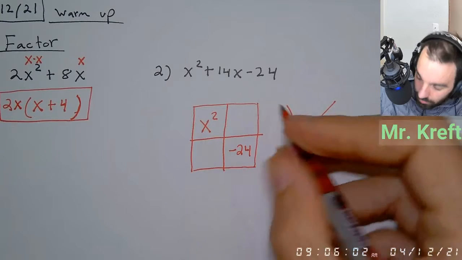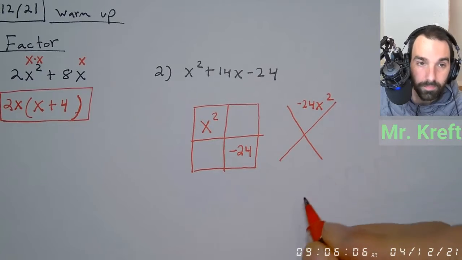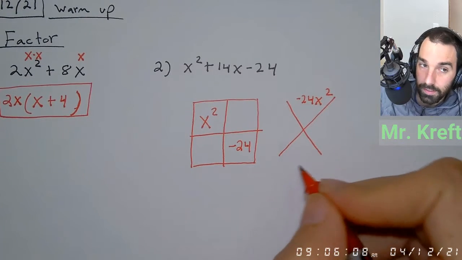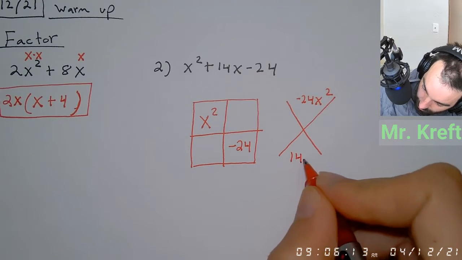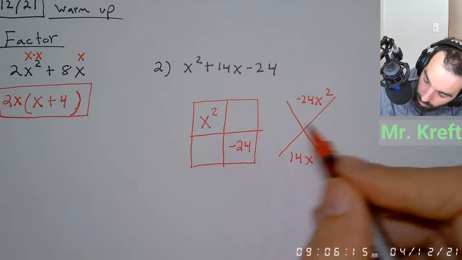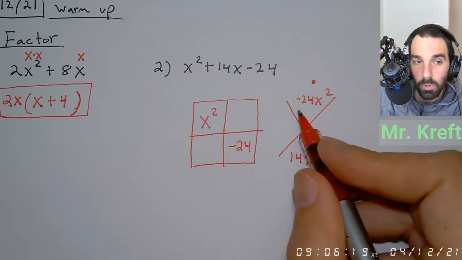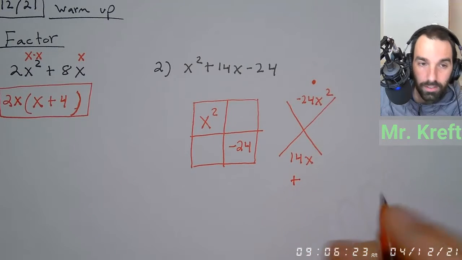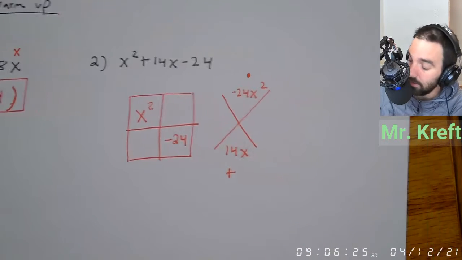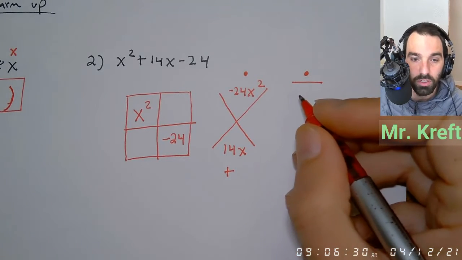So I multiply these two numbers. So negative 24x squared. Okay. And then down here, that's my sum. That's my 14x. Right? Because we're looking for two numbers that are going to multiply, so I put a little multiply symbol there. Multiply to negative 24x squared, and they're going to add to 14x. So we have to think, we're going to make a list of everything that multiplies to 24.